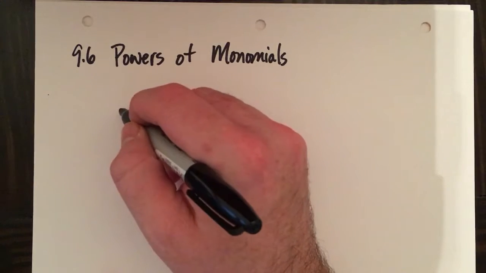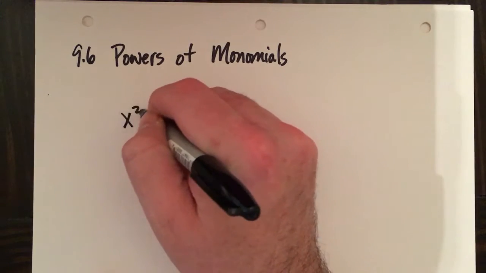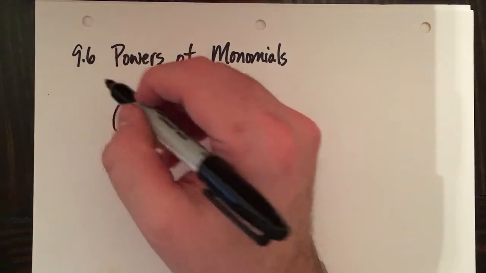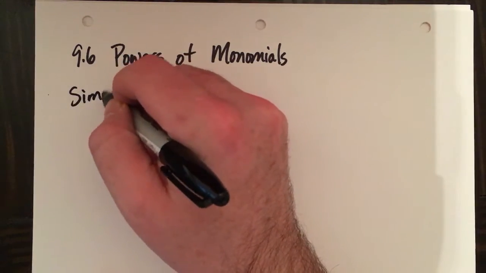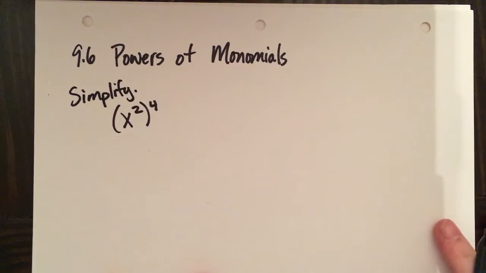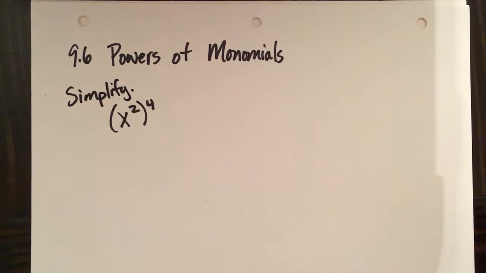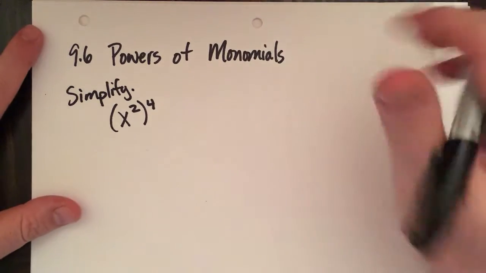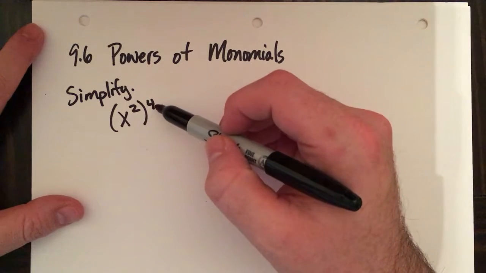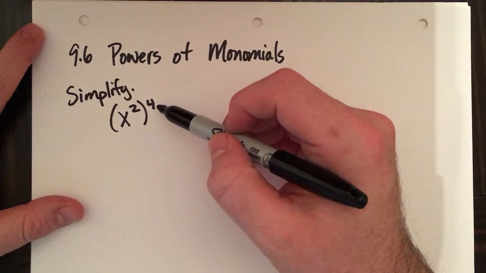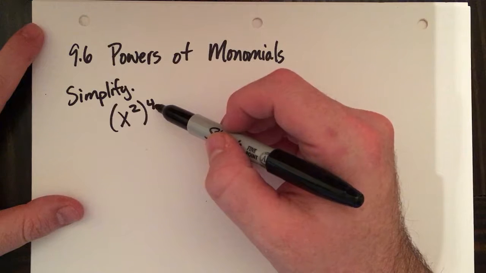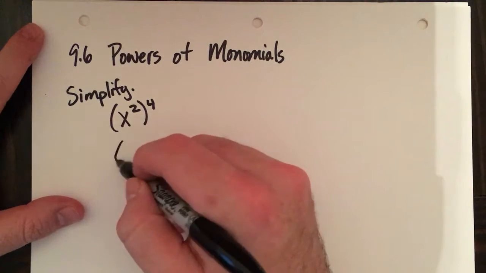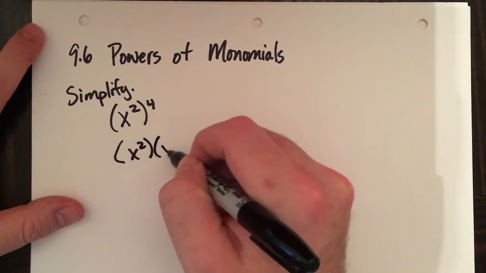The first one is, what if we look at x to the second power to the fourth? And the directions to this would just say simplify. All right, I'm going to show you kind of how this works, and then once you know how it works, we can talk through the shortcut. But in general, what does it mean for something to be to the fourth power? It means that that is a factor 4 times. So x squared to the fourth power would mean x squared 4 times.